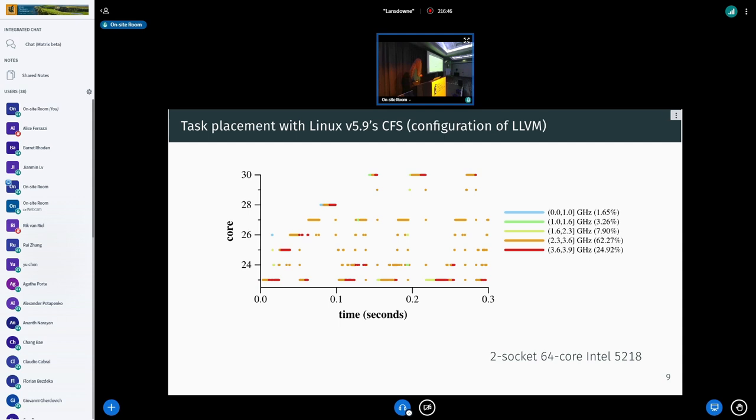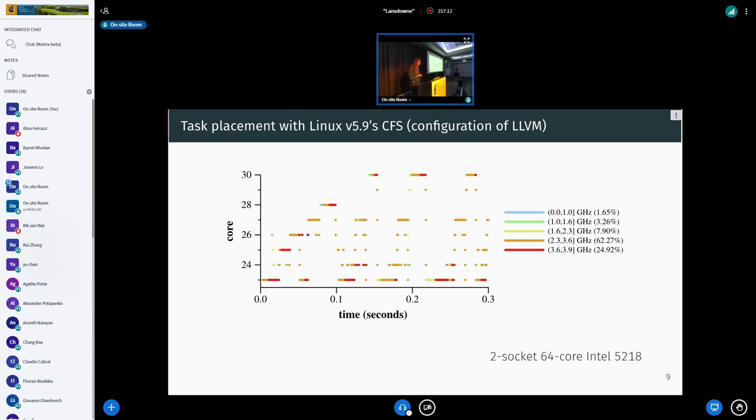So this graph is showing time on the bottom. We have the cores on our machine with their various numbers on the y-axis. And the colors show the frequency. In general, red is the highest frequency and blue is the lowest frequency. It will be that way on all of my graphs. So you see here we have occasionally the highest frequency, but often lower frequencies.